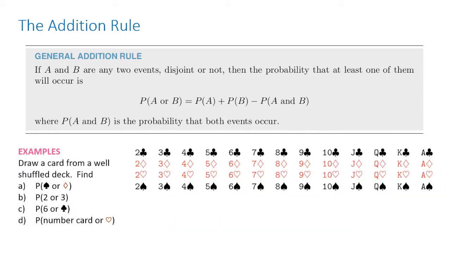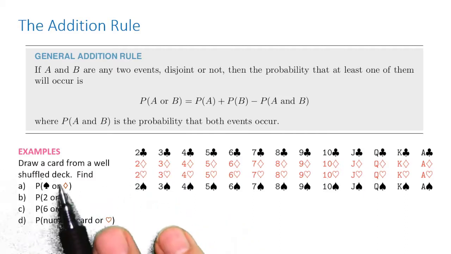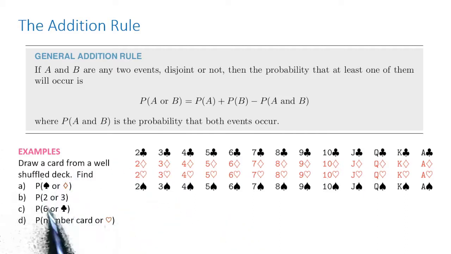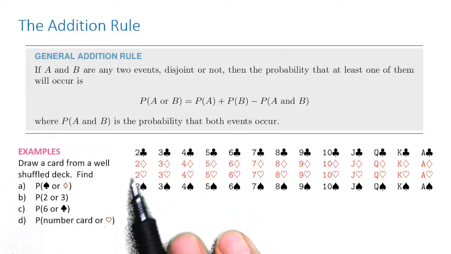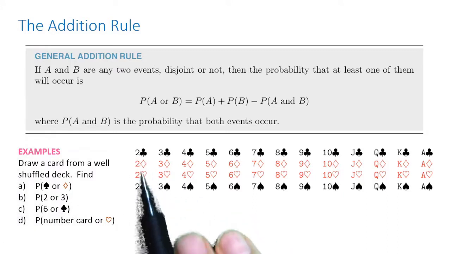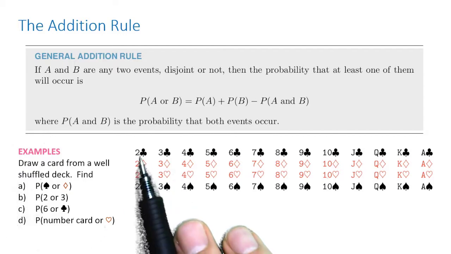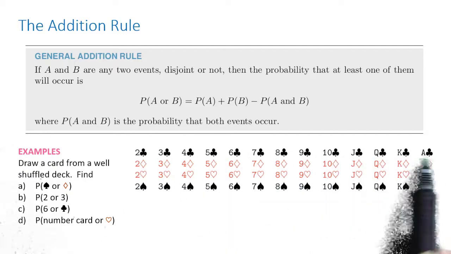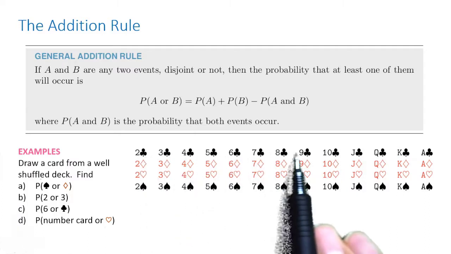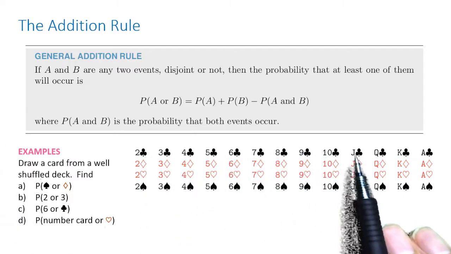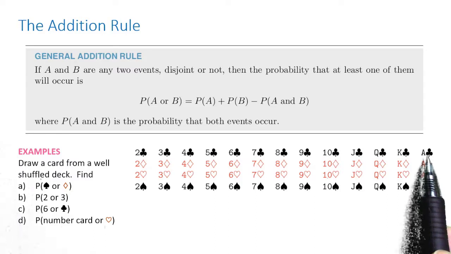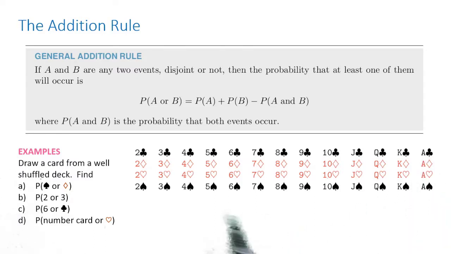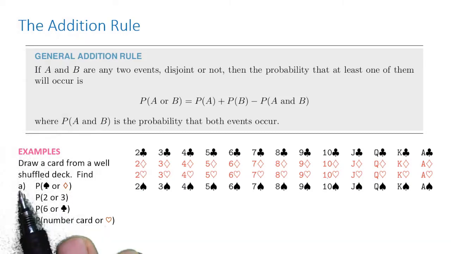Okay, so in this example, we have a poker deck, and we're going to draw a card from that well-shuffled deck. The contents of the deck are as follows. There are 4 suits: clubs, diamonds, hearts, and spades. There are 13 cards in each suit. Some of the cards have numerical values. Some of them have letter values. And moreover, there are 2 different colors. Some cards are red, some cards are black. Okay, so we're going to look at these probabilities.